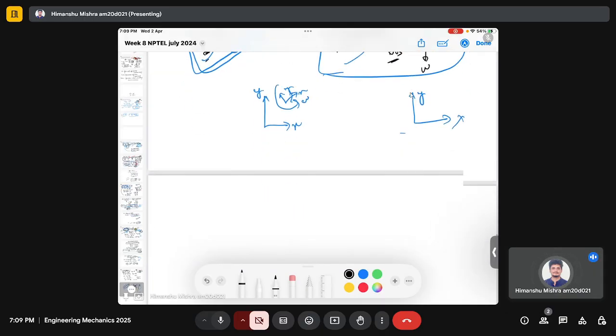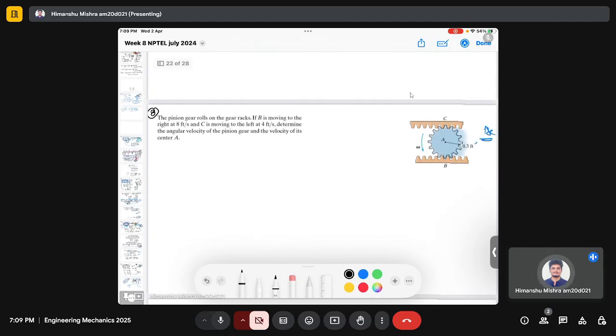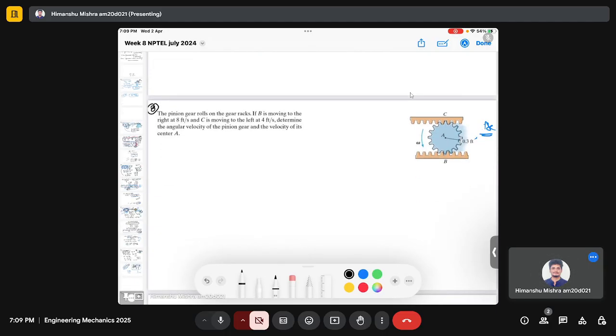Moving on, we can proceed to the next question. In this question, the pinion gear rolls on the gear racks. If B is moving to the right at 8 feet per second and C is moving to the left at 4 feet per second, determine the angular velocity of the pinion gear and the velocity of its center A.